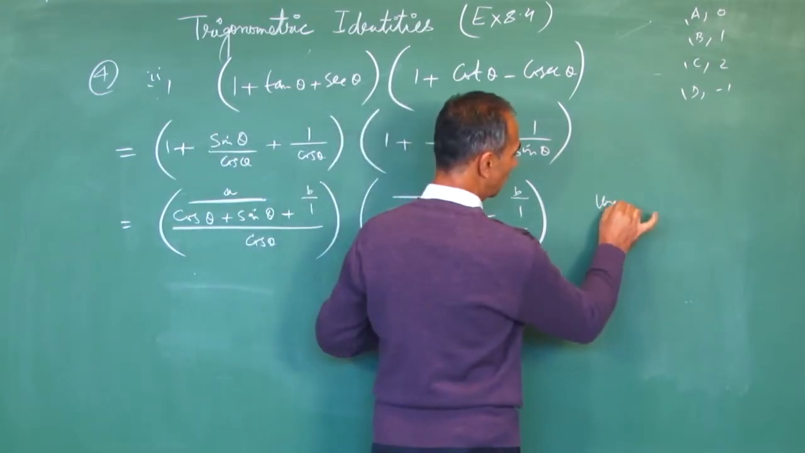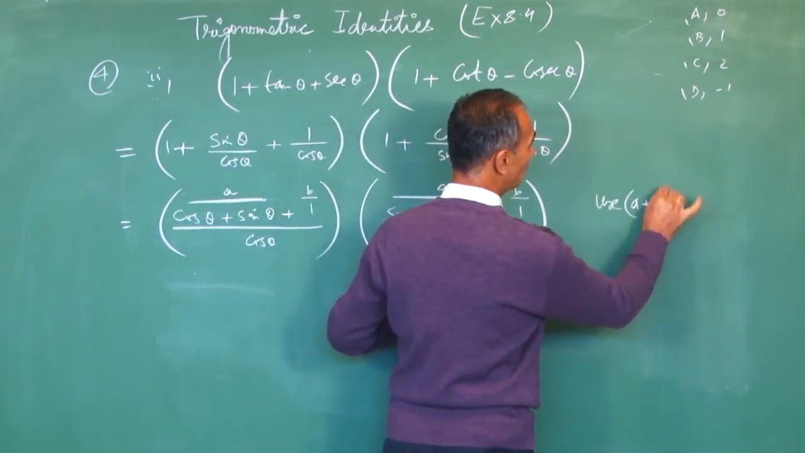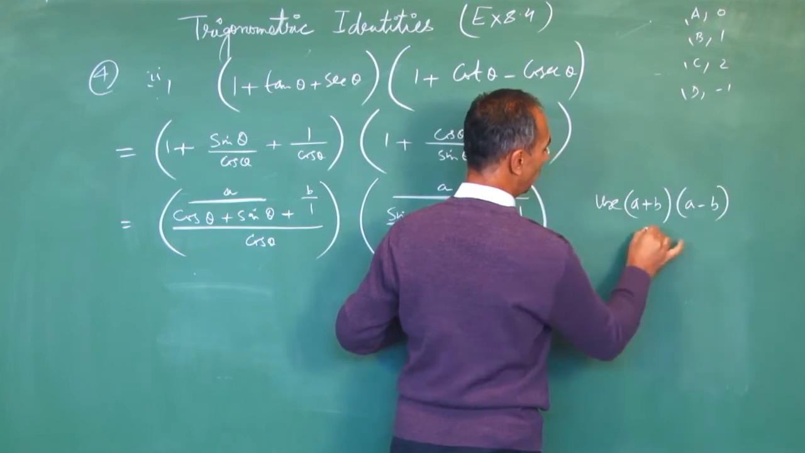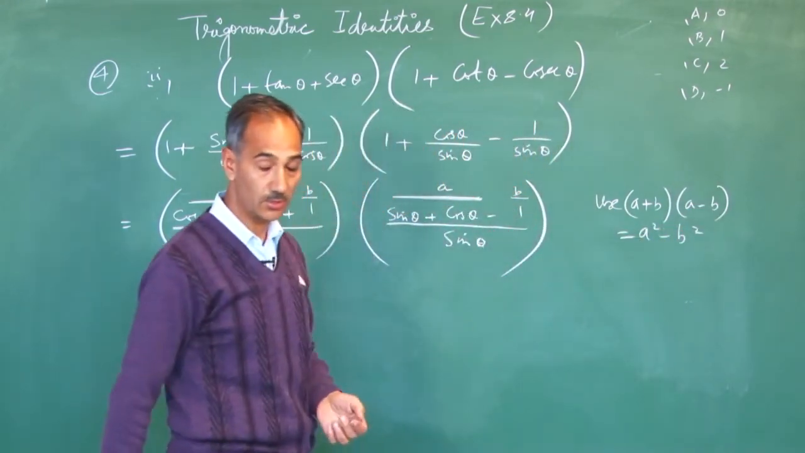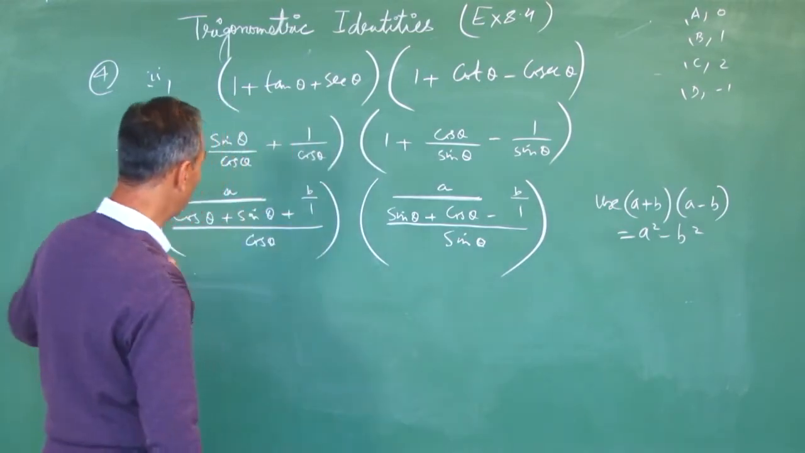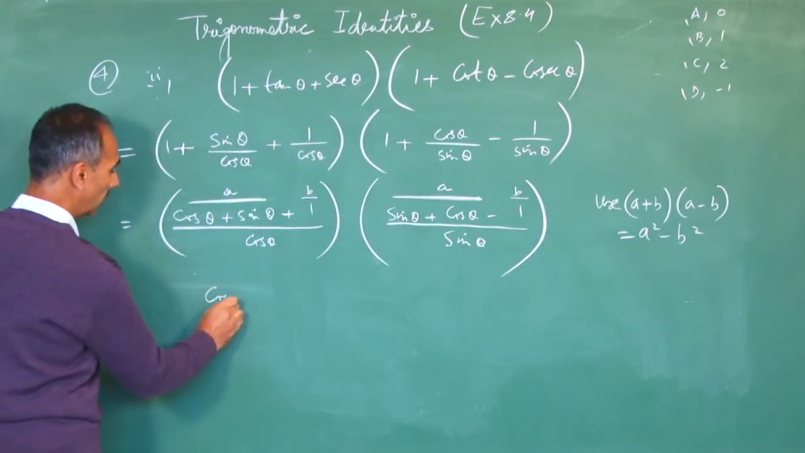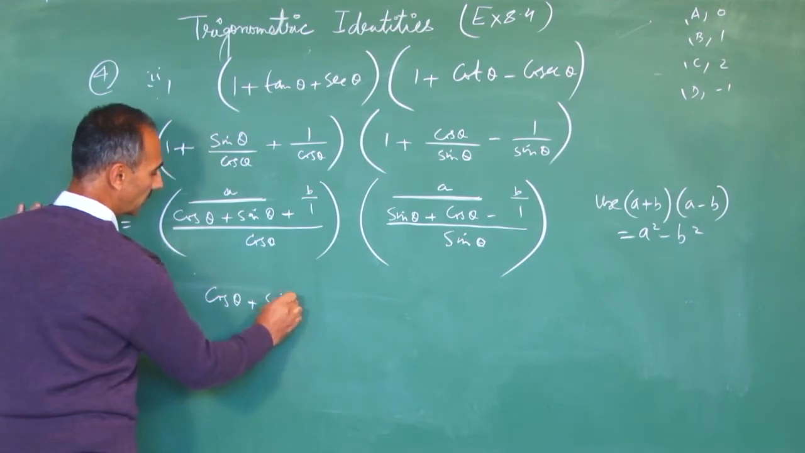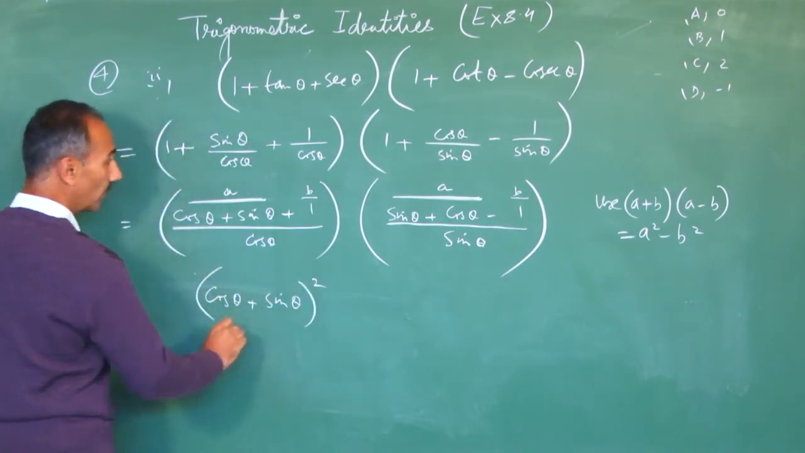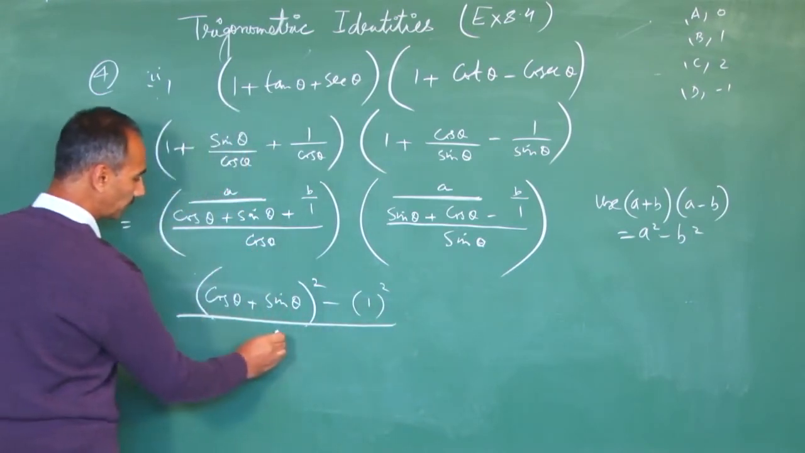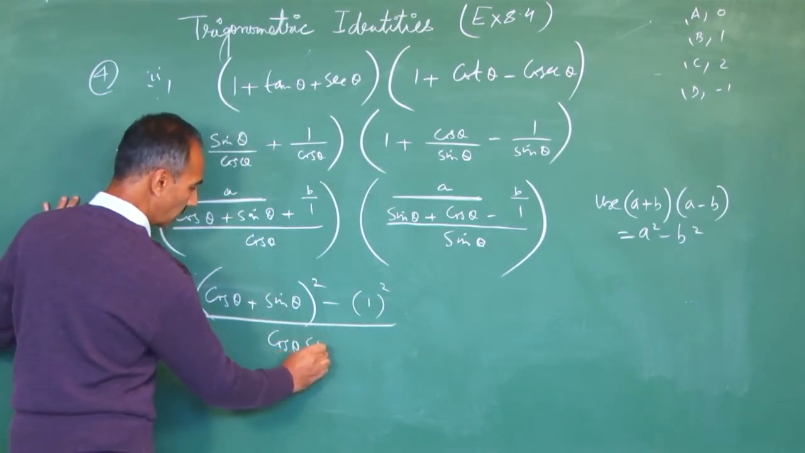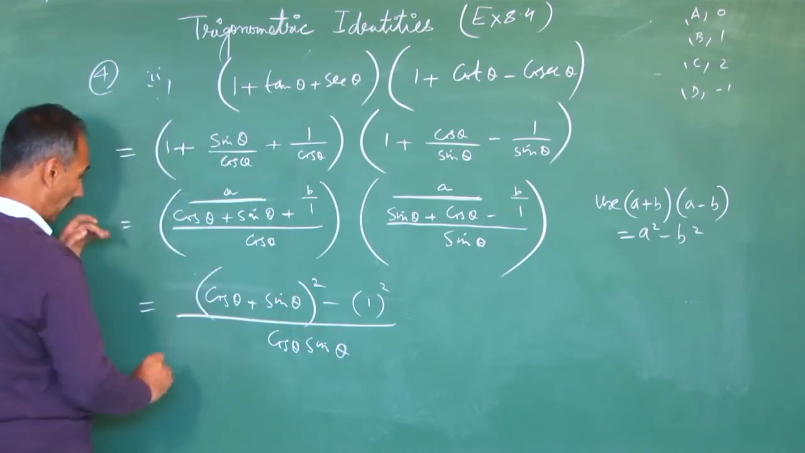That is a famous identity: (a plus b) into (a minus b) is a square minus b square. This you have done in grade 9th. Here a is cos theta plus sin theta, the square of that, minus b square, that is 1 square. Whatever the denominator, it will remain as it is, cos theta into sin theta.